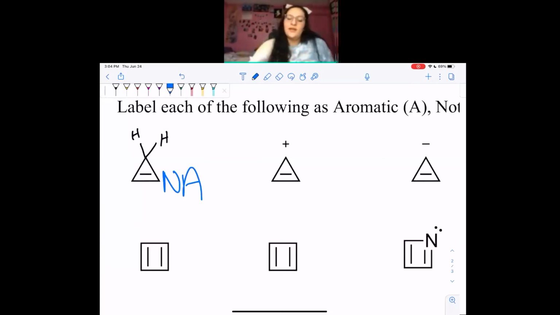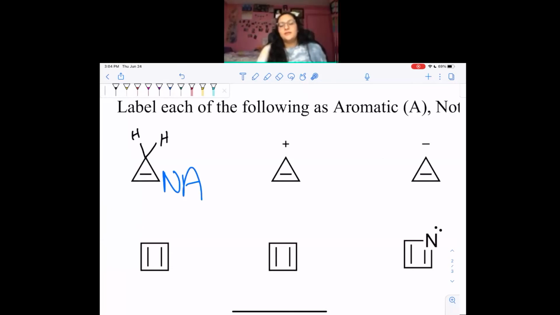Correct. So for this one, is it cyclic, planar, fully conjugated? Yay or nay? So I'll repeat. Is this cyclic, planar, and fully conjugated? I got 1 yes. Does anyone agree? Yes? Okay, cool. I agree as well. This is cyclic, planar, fully conjugated.